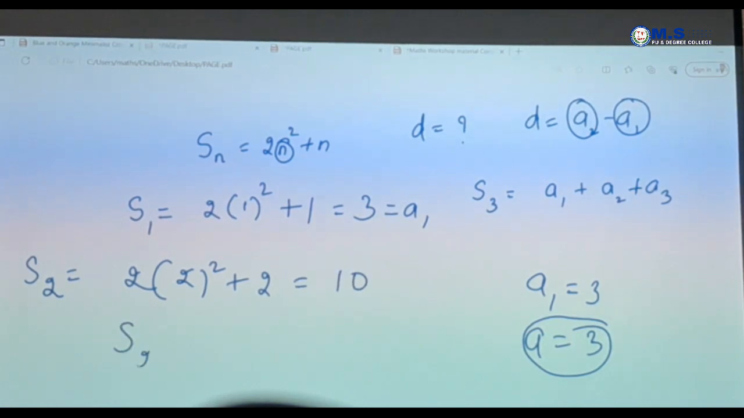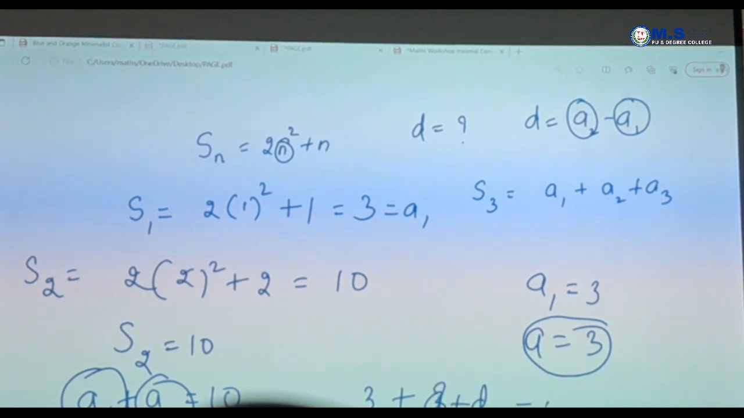What is S2? By definition, S2 is A1 plus A2 equals 10. To find out the common difference, we know A1. What is A2? We should find out here. What is A1? 3. And what is A2 here? A plus D. A is 3, which is equal to 10. 3 plus D is 10. So D equals 10 minus 6, got it?